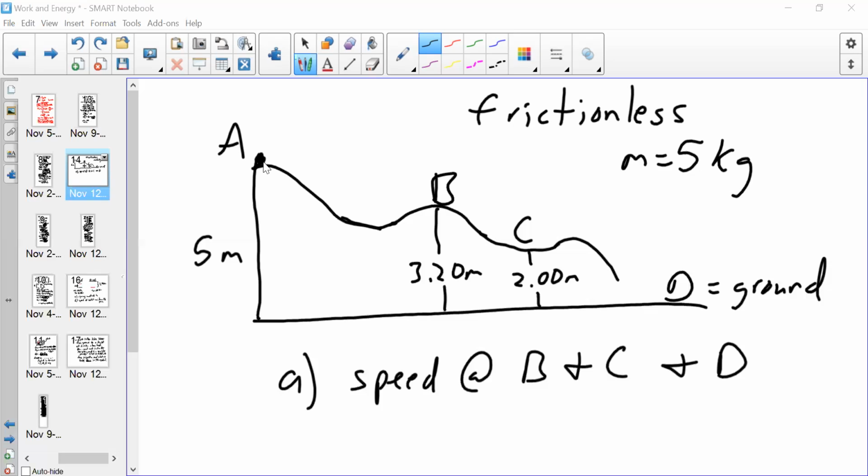Now, it tells you it is released, so the implication is at rest here at A, and B is going to still be moving, but it's also going to have a height. So if this is initial and that's final, at B, what kind of energy do I have there? Do I have one? Do I have two? What's going on there?